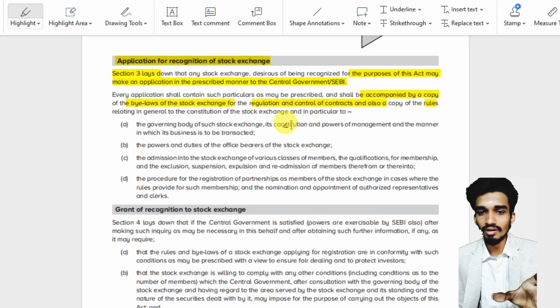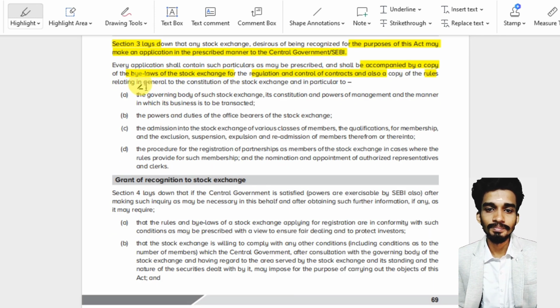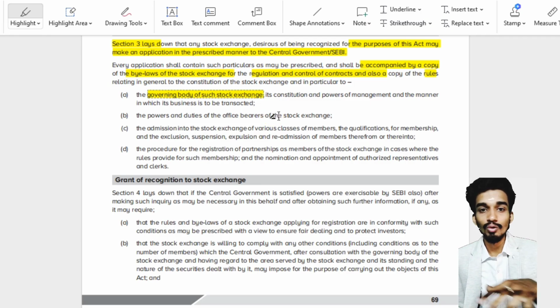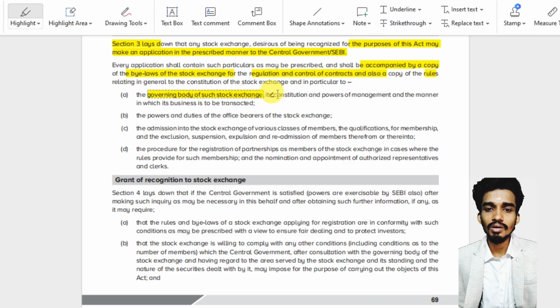This is not an exhaustive, this is an inclusive. Okay. So particular to the governing body of the stock exchange, who actually governs the stock exchange. So the stock exchange, its constitution, who are all the members, what are the powers that have been delegated to each member. That and all we have to accompany with the application.